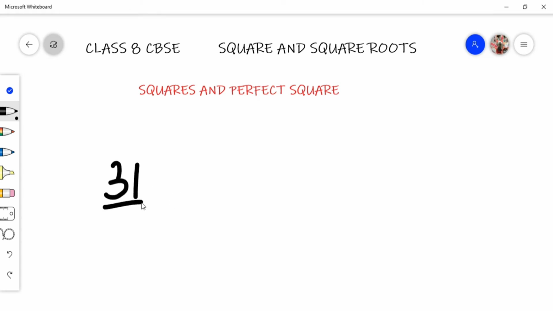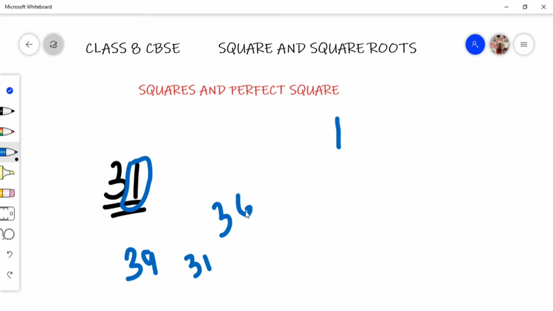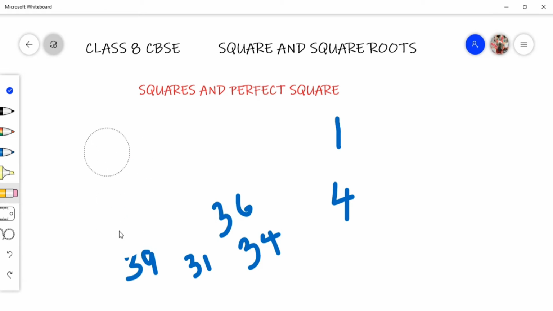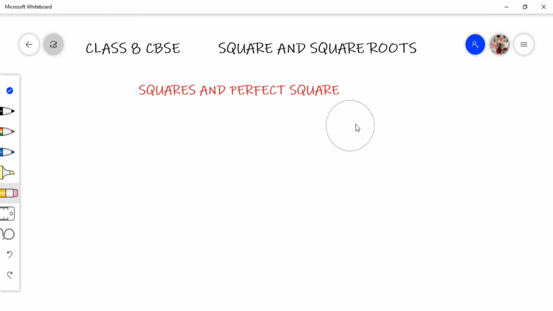If they ask you to find the unit digit of 31's perfect square, what you have to do is just check the end number. If the unit digit is 9 or 1, then the perfect square will end with 1. If the number is 39 or 31, its perfect square will end with 1. But if it is 36 or 34, its perfect square will end with 4. I hope it is clear, so let us move forward.